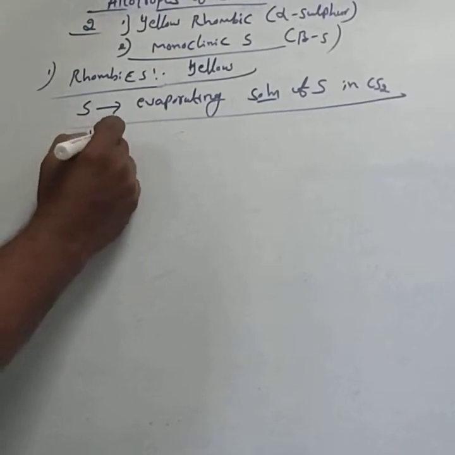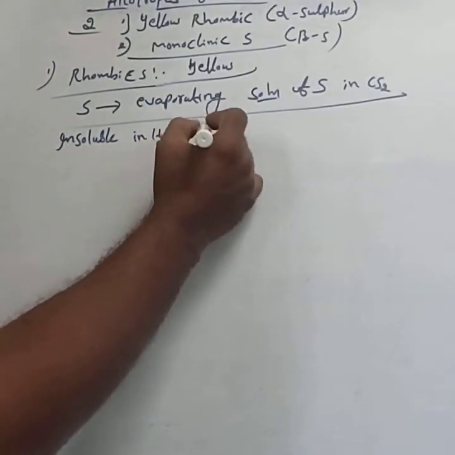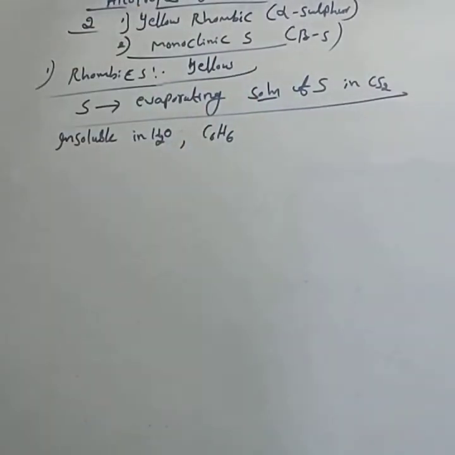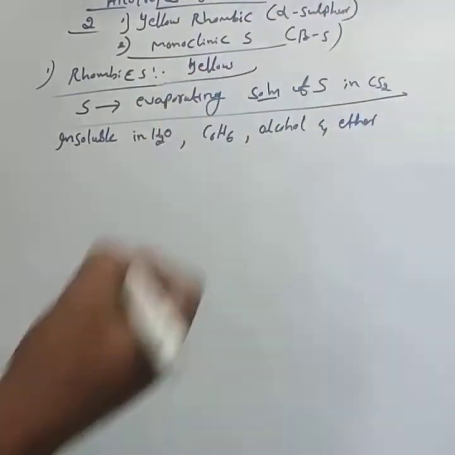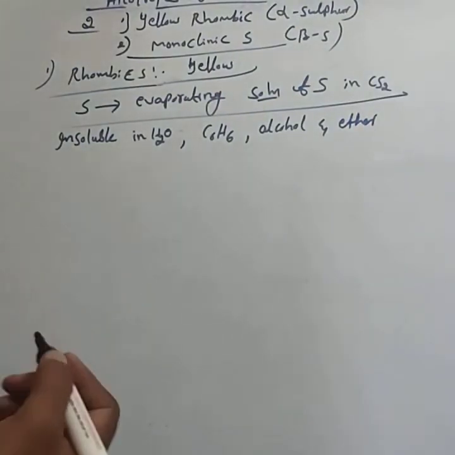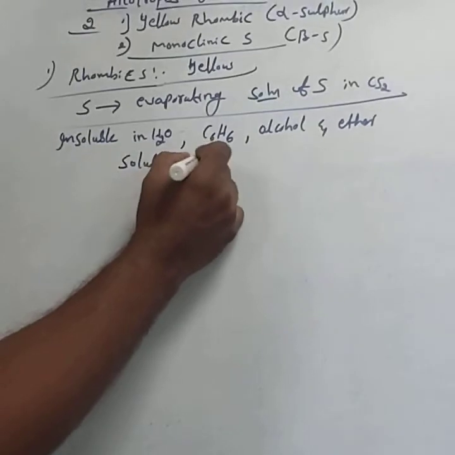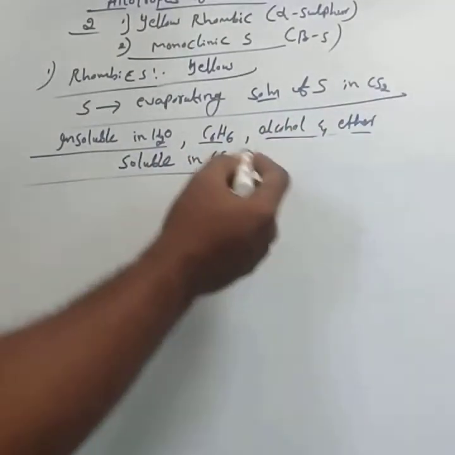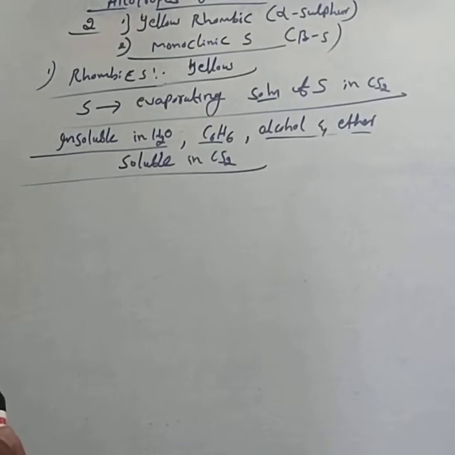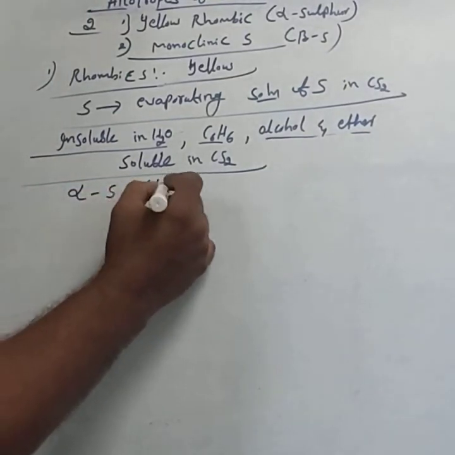This rhombic sulfur is insoluble in water, but dissolves to some extent in benzene, alcohol, and ether, and is readily soluble, that is, more soluble, in carbon disulfide. This alpha sulfur, that is rhombic sulfur, is stable.